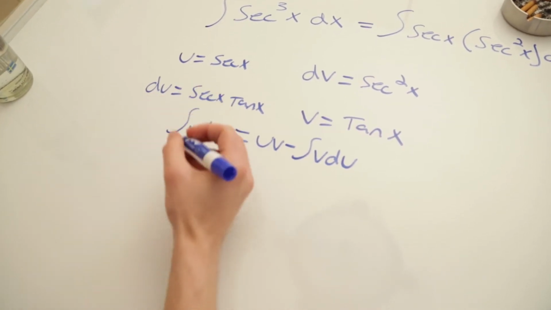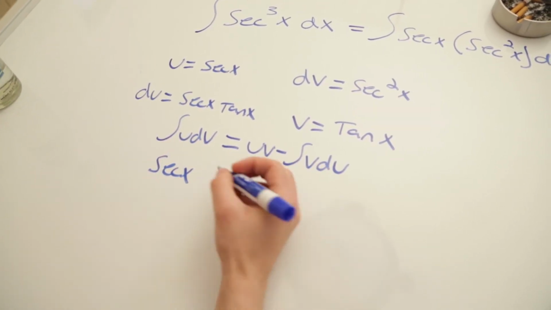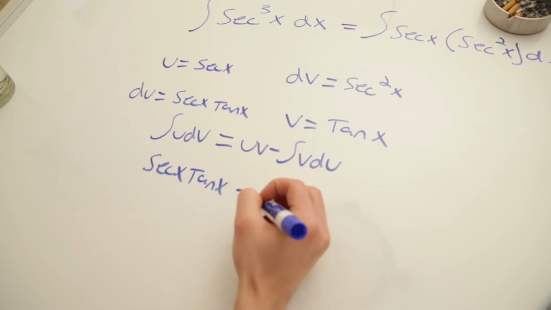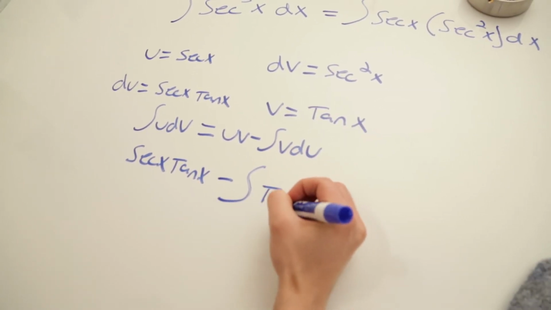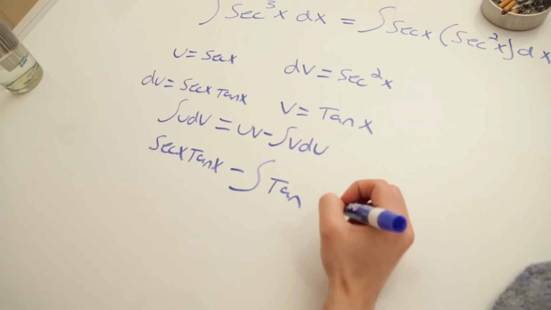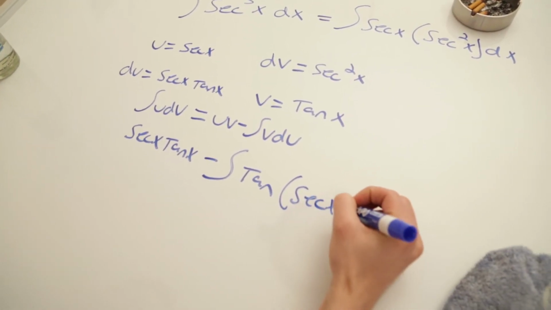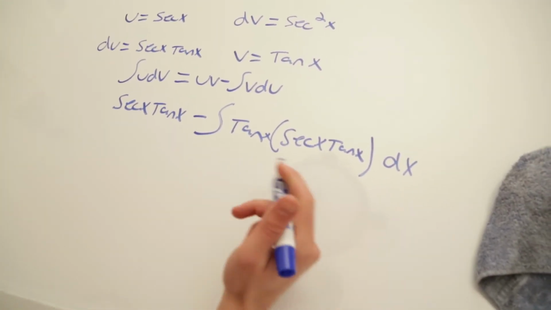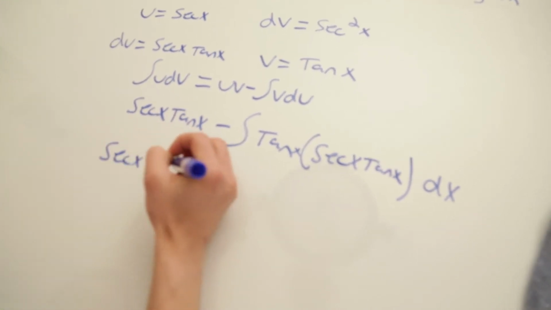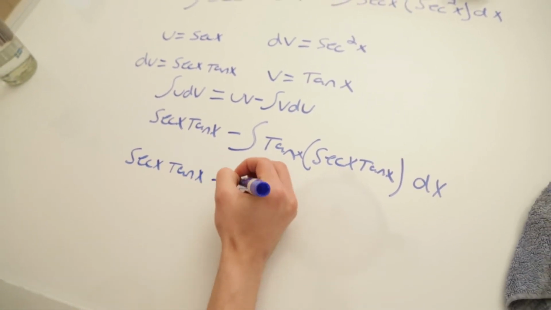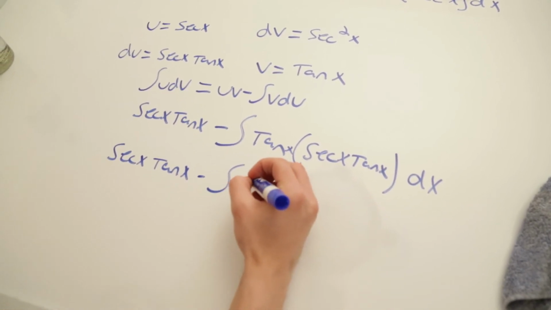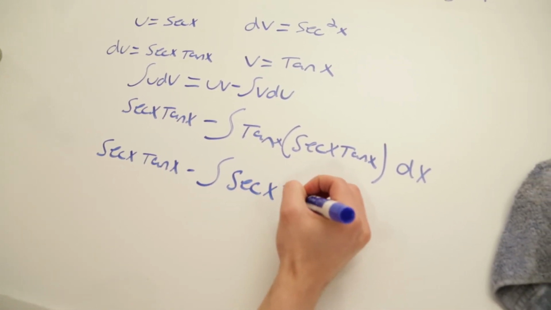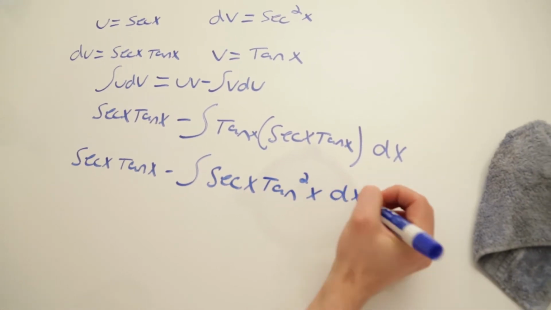So let's plug in our u, secant x, times our v, tan x, minus the integral of v, tan x, times du, secant x tan x. I forgot this little x, and the dx. All right, so we're going to multiply this out. I'm just rewriting this information here. The integral, so tan times tan is tan squared. So we have secant x tan squared x dx.